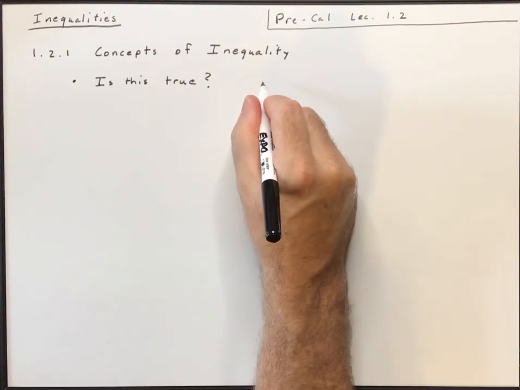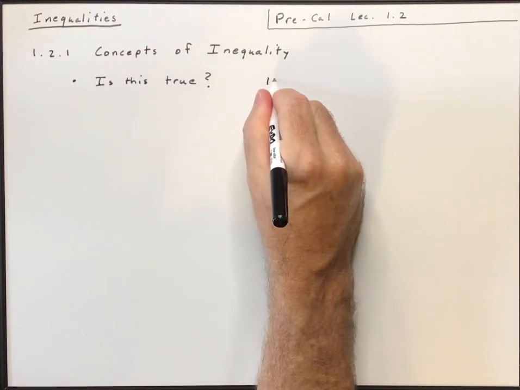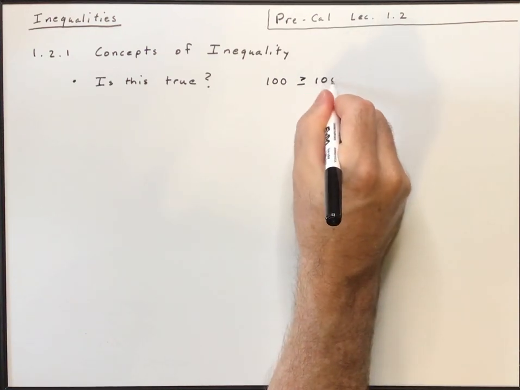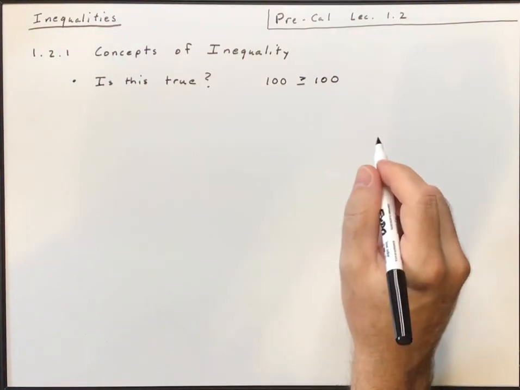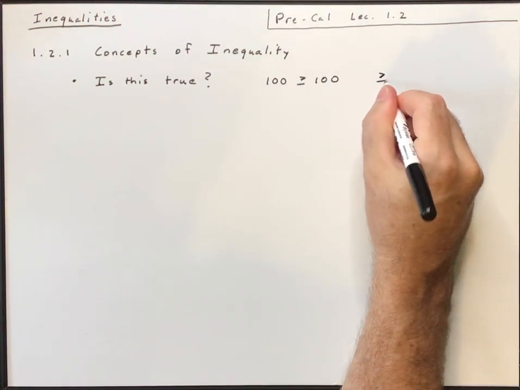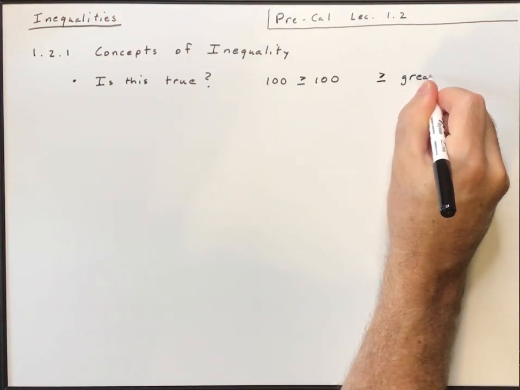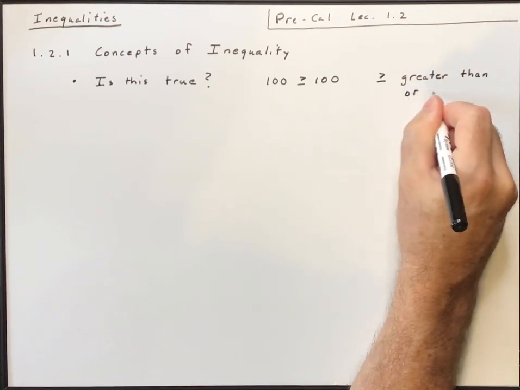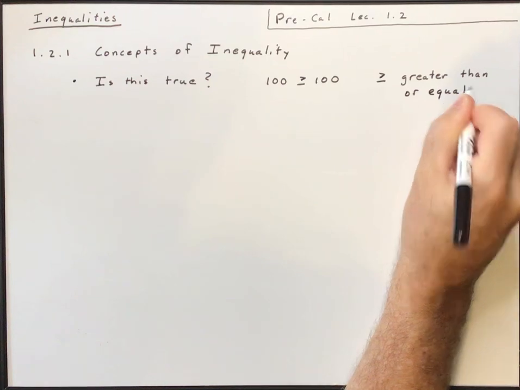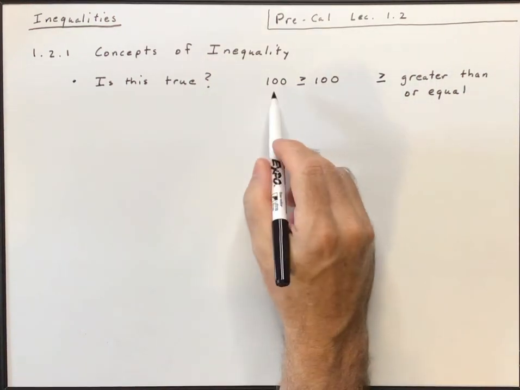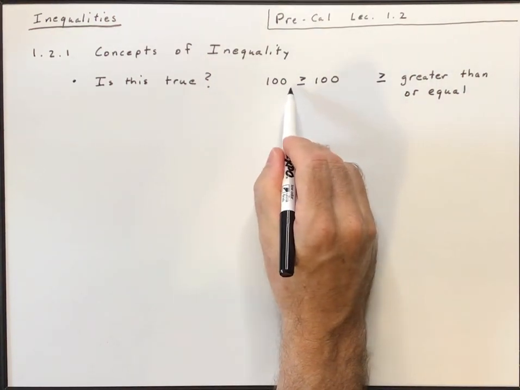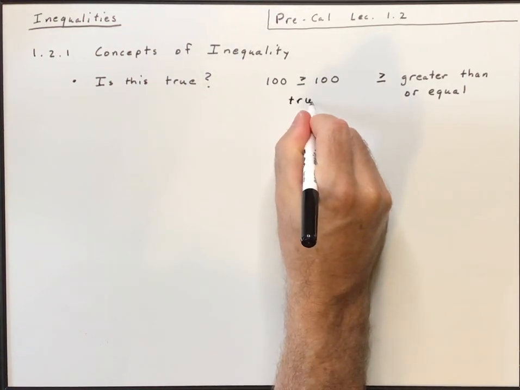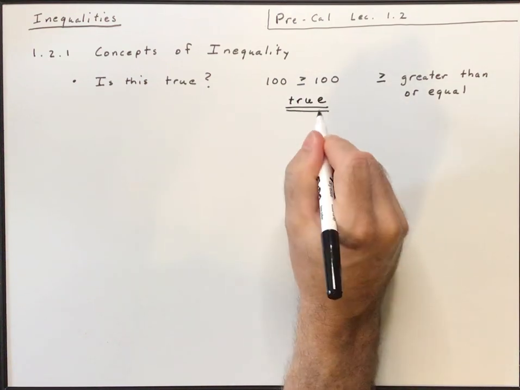If you have this inequality, 100 greater than or equal to 100, that would mean greater than or equal. So is that true? Well, it is true because it's greater than or equal, and they are equal, so the answer to that is true.